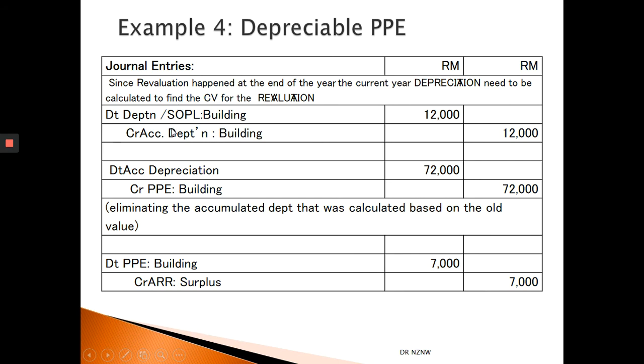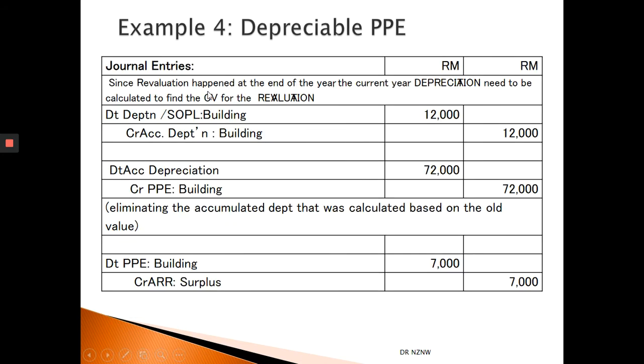How is it? If you compare example 3, you invest, because it starts at the beginning of the year. However, example 4, you tunggu setahun kan? So, during the year, you need to start depreciation dulu sebelum kira depreciation. Okay, why is that? Because revaluation happened at the end of the year. So, you need the depreciation, credit accumulated depreciation, you see that you're going to charge your depreciation at full value. Okay, pada hari yang belum revalue lah, because you need to revalue at the end of the year. Then you're going to eliminate that depreciation, will be 72,000, and the rest of the journal entry is similar to example 3.